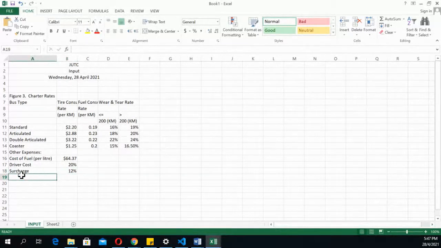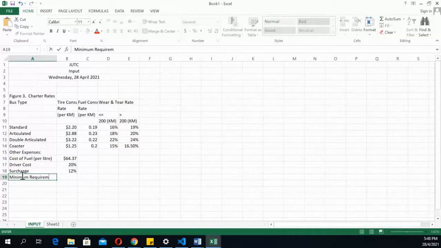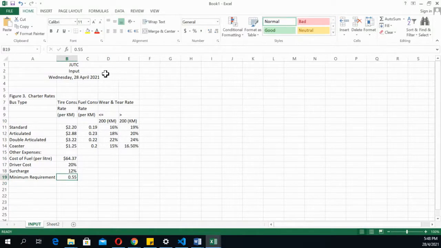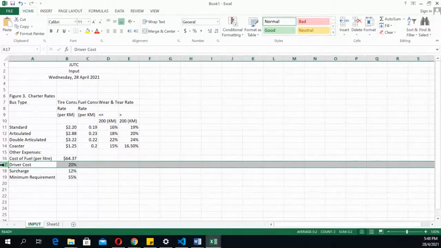And we also have the minimum something requirement, right? Yeah, the minimum return. So I'll just call it minimum requirement or return, any one of them. And this was 55%, so 0.55, just 55 and format as percentage, 55%. So we would have added these elements, right? Your driver costs, your cost of fuel, and we need to just fix up this table now.